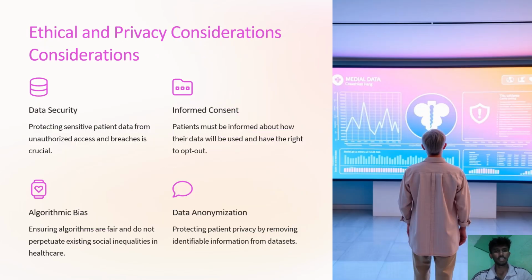The next one is ethical and privacy considerations. In that we have four types. The first one is data security, informed consent, algorithm bias, and data anonymization. Protecting sensitive patient data from unauthorized access and breaches is crucial.